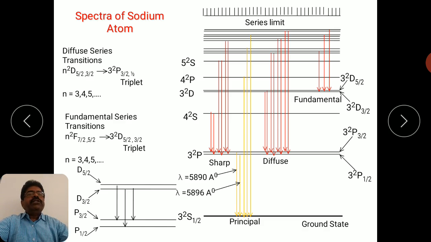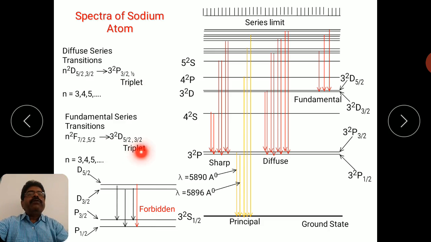But there is one more possible transition. The fourth transition I have shown by the downward red arrow, that is D 5/2 to P 1/2. So 5/2 minus 1/2 will be 2. Delta J will be 2, and according to the selection rule, that is not allowed. Delta J equal to 2 is not allowed. So that transition is a forbidden transition. So only three transitions are allowed. Therefore, the diffuse series is a triplet series.